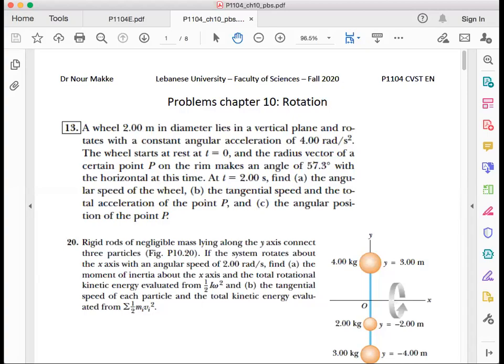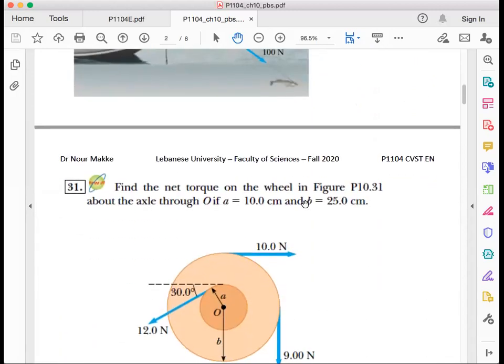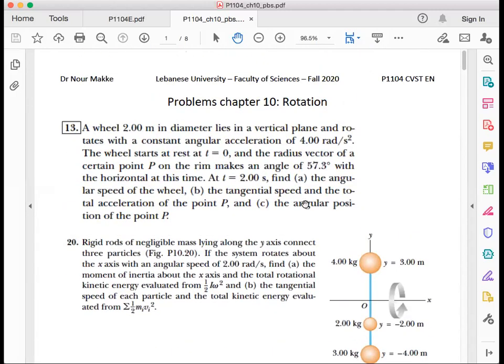Good morning, everyone. So we will start with the problems of chapter 10 about the rotation of a rigid body about a fixed axis. In this chapter, we're going to solve a list of problems that I put in one file, and you have them on Teams. So we have plenty of problems.